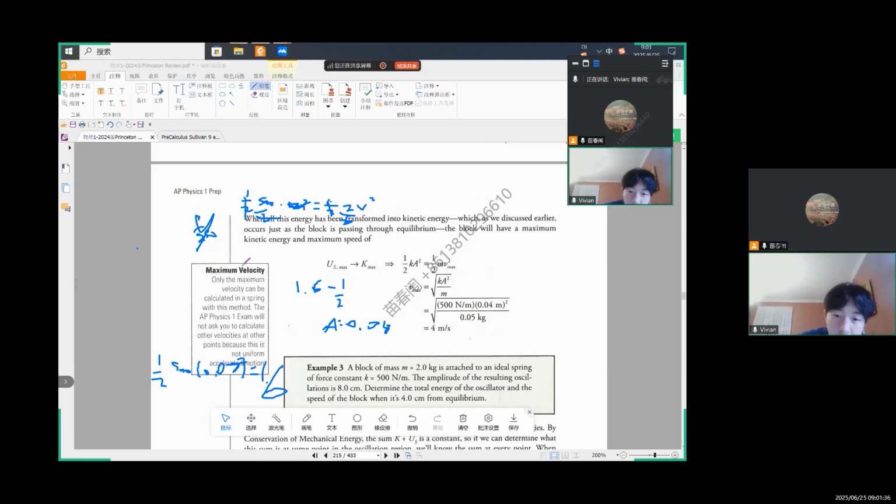1/2 times 500 times 0.04 squared. And that's also kinetic energy. 4 squared. 250. 1.2. 1.2.